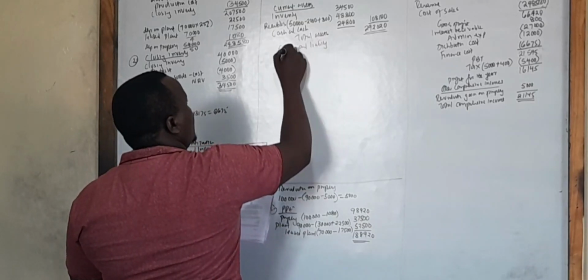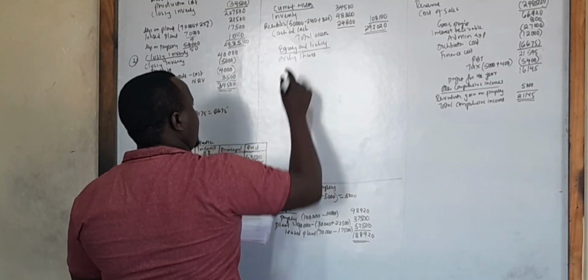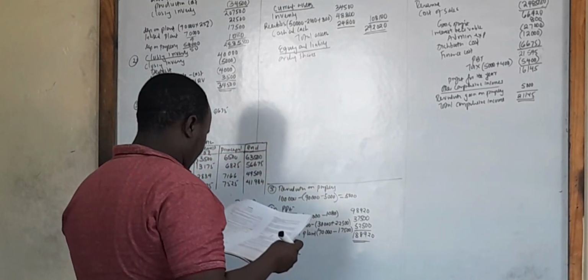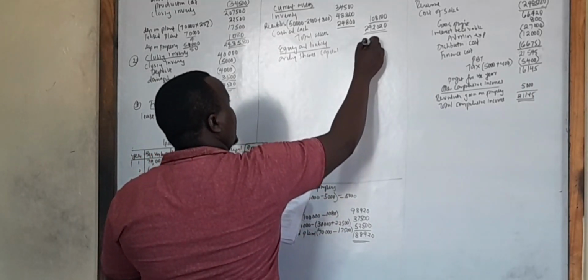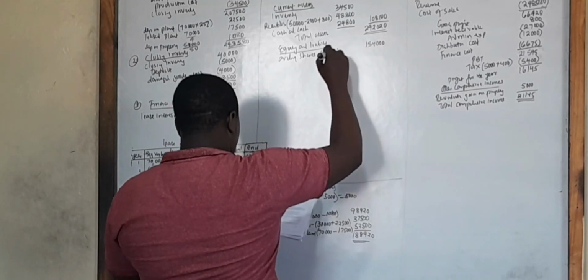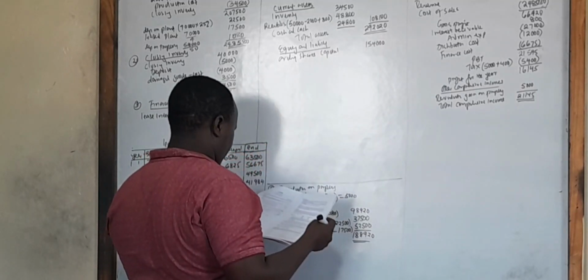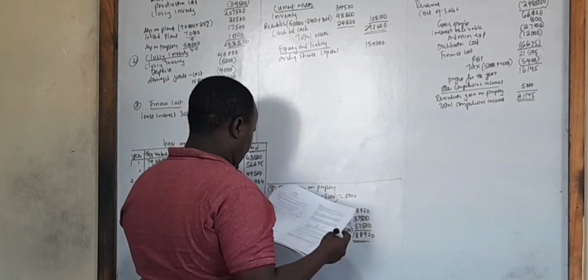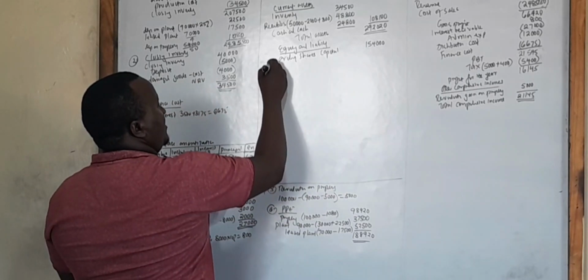Liability. Ordinary shares. Ordinary share capital, 154,000. Then we have another, share premium. Next thing we have is retained earnings. I can just deal with each of that.